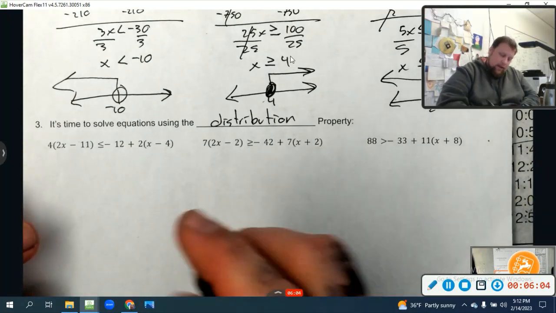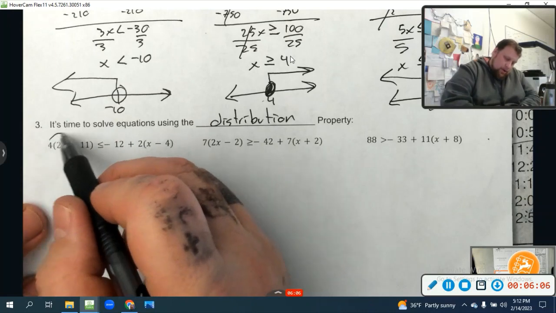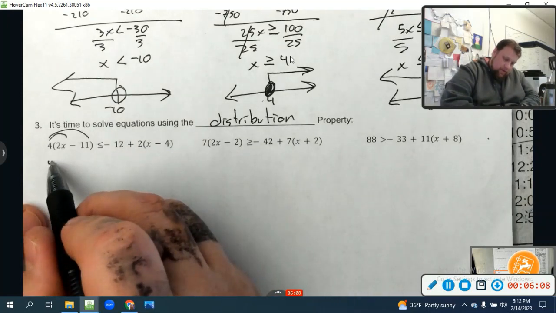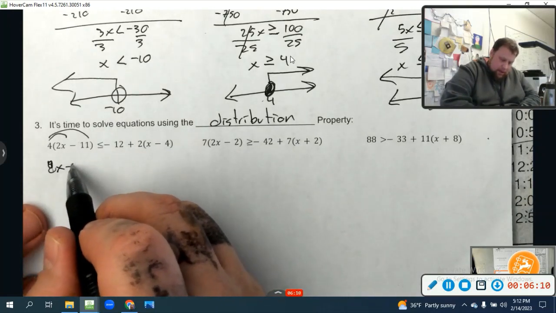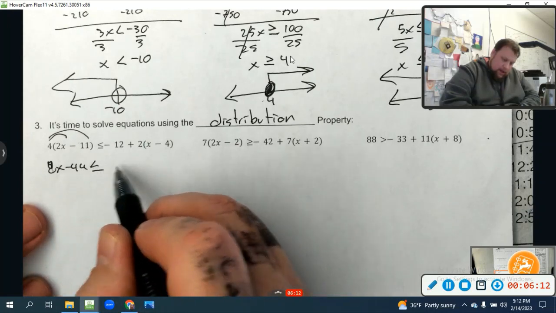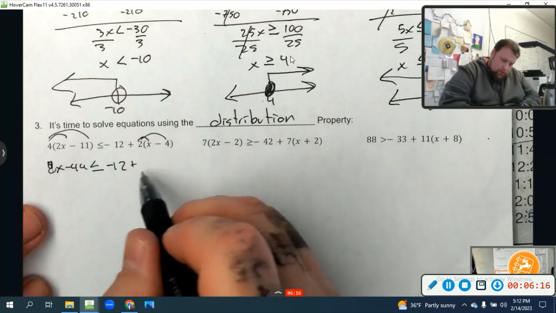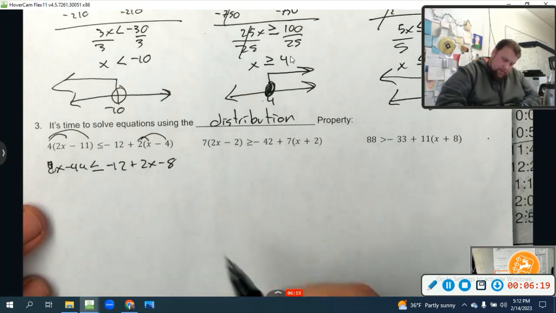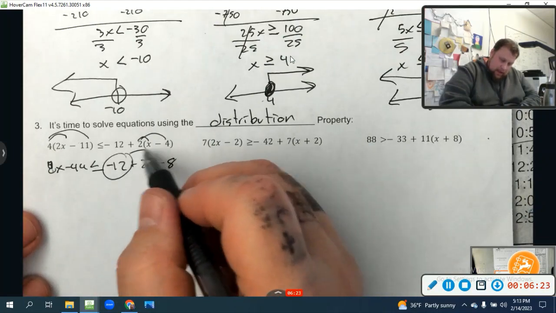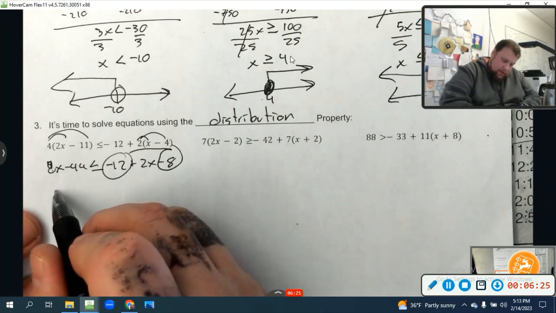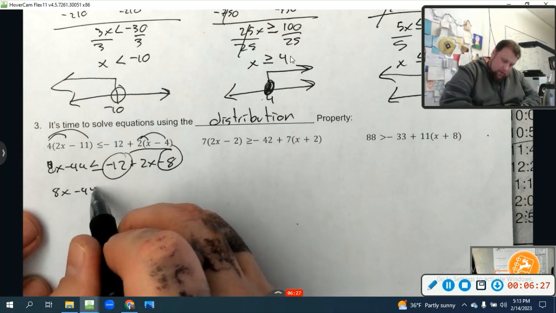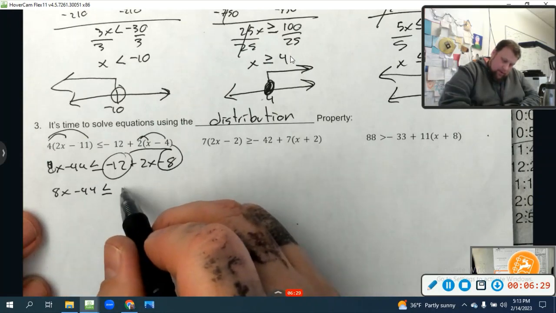So, boom. I get 8x minus 44 is less than or equal to negative 12 plus 2x minus 8. Now I'm going to combine these. Negative 12 minus 8 is negative 20. So this is going to be 8x minus 44 is less than or equal to 2x minus 20.